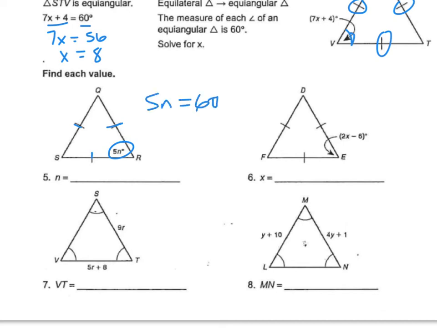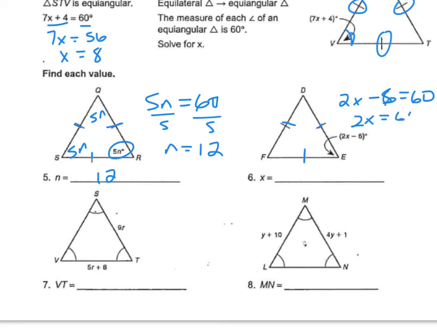But the long way to do it is to say, well, if it's equilateral, they're all equal. So we could do that and sum that to equal 180. It's just a lot more work. So I'm going to stick with just setting the angle equal to 60. So n equals 12. Number 6, I have an equilateral triangle, so that means all my angles should equal 60 degrees. Add 6 to both sides and divide by 2, so x equals 33.